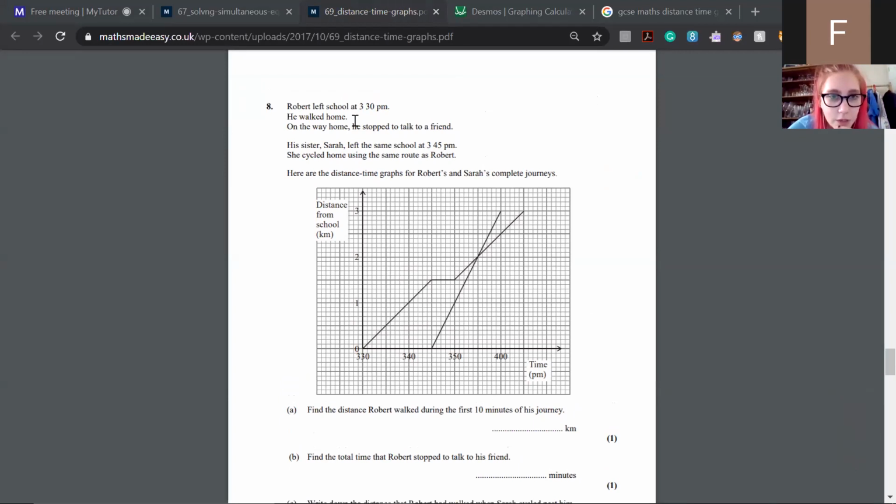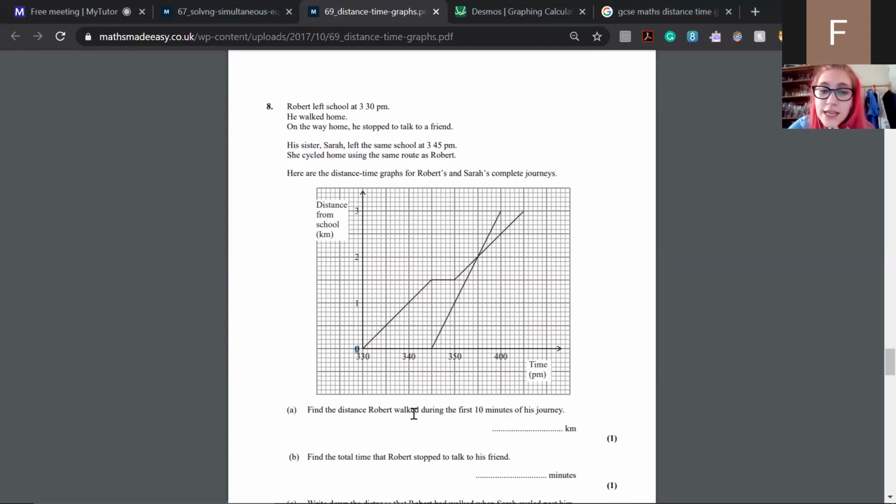So, okay. Robert left school at 3:30 p.m., so that's here. He walked home, and on the way home, he stopped to talk to a friend, so that'll be here. And his sister Sarah left the same school at 3:45 p.m., so she left here. And she cycled home on the same route. So here they are. This is Robert: he left a lot earlier, walked, met a friend, finished walking. Sarah left a lot later, but just cycled all the way back.